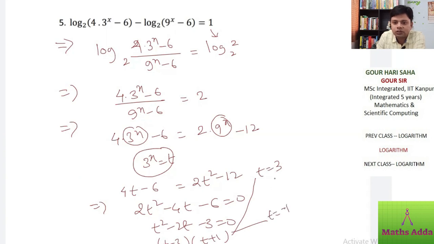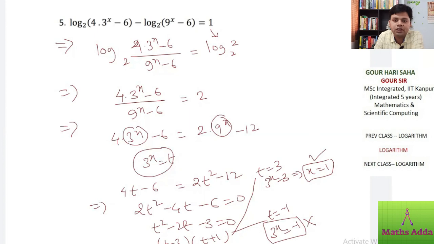So t equal to 3, that is 3 to the power x is equal to 3, implies x is equal to 1. And then t equal to minus 1, that is 3 to the power x is equal to minus 1. Exponent cannot be negative, no answer. So only one answer, x is equal to 1. Put x equal to 1, no issues, right? Why? It is defined. You put 1, 12 minus 6, yes, positive. Put 1 here, 9 minus 6, positive, yes. So x is equal to 1 is acceptable.